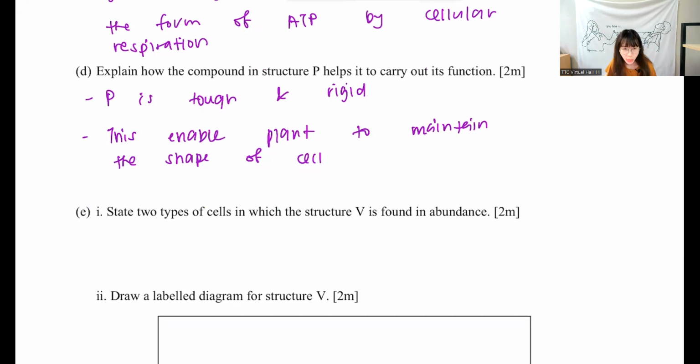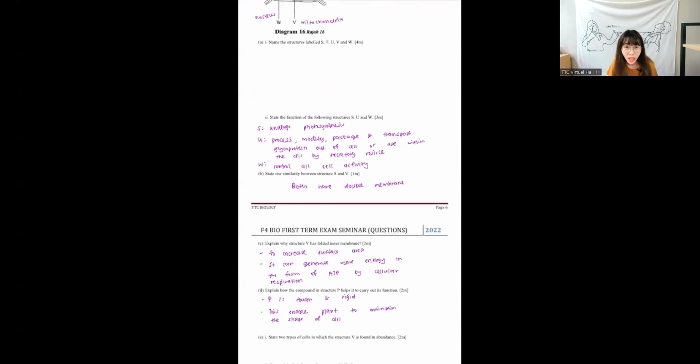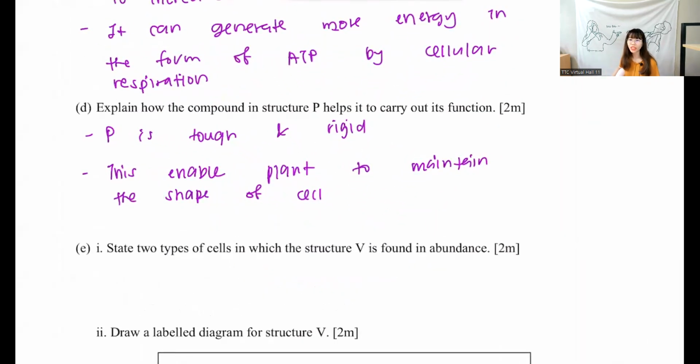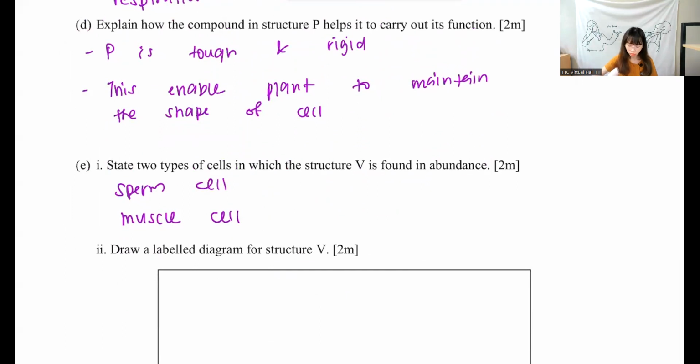Okay, E1, state two types of cell in which structure V is found abundantly. So what is V again? V is mitochondria. Mitochondria can be found most abundantly in which cell? Usually we don't have to care whether it's an animal cell or plant cell, whichever two can. So you can write sperm cell, muscle cell, we can also write plant cell. We call this meristematic cell also can. If you want to write the easy ones, of course, you write sperm cell and muscle cell because it's easier to remember. If you want to write meristematic cell also can.